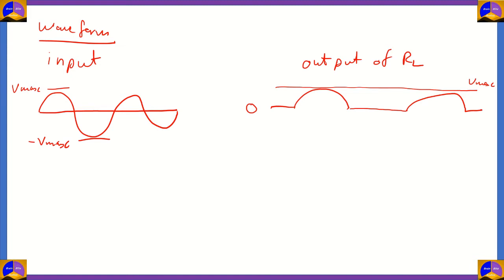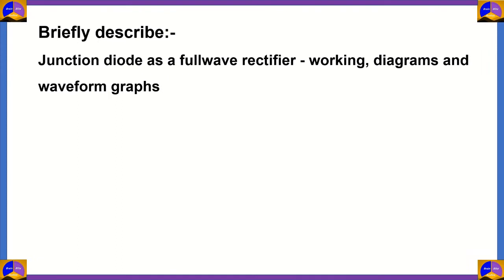So therefore, in a half wave rectifier, there is pulsating DC current passed through the resistance. So this type of rectifier isn't of much use, and that's why we have started using a full wave rectifier. So now the next question is to briefly describe a junction diode acting as a full wave rectifier with workings, diagrams, and waveform graphs.